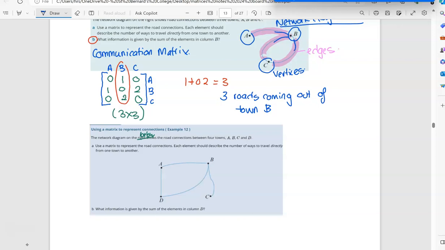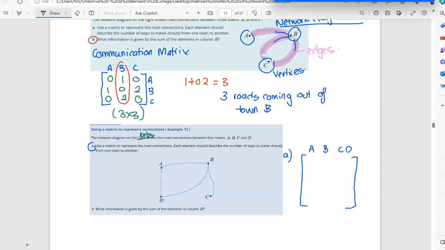Okay, going back down to here. They want us to set it up in a matrix form. So what would the order of this matrix be? It's going to be a square. And what will it be? A 4 by 4. Good, because we're going to have A, B, C, D.